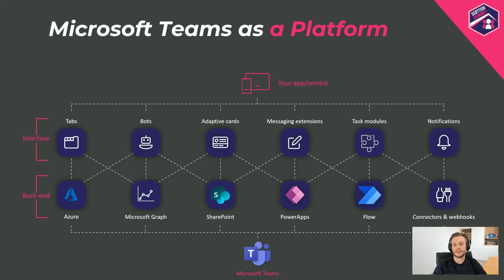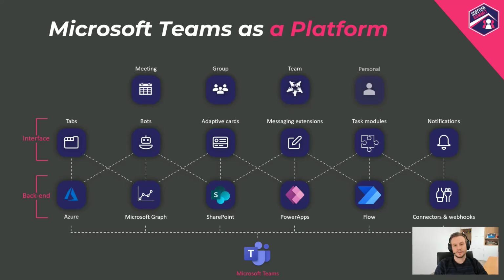And that's how you build your application. So your application is a combination of interfaces with a backend. And then you have to choose the place where it will be exposed, the surface where your application will exist. Your application can exist in the team scope. So this is what we're most familiar with. In the team scope, it's a tab on top of a channel, for example.